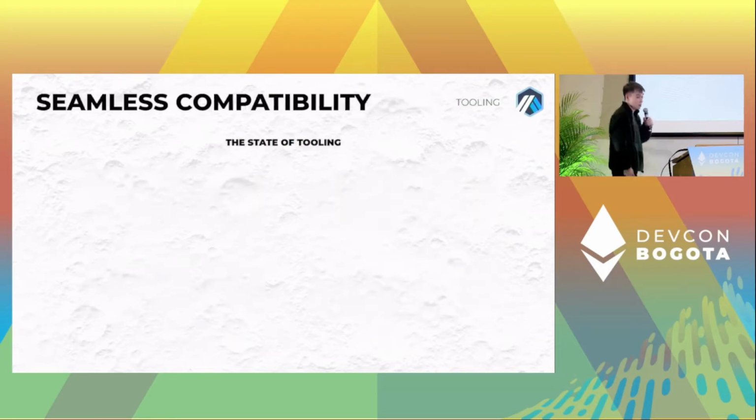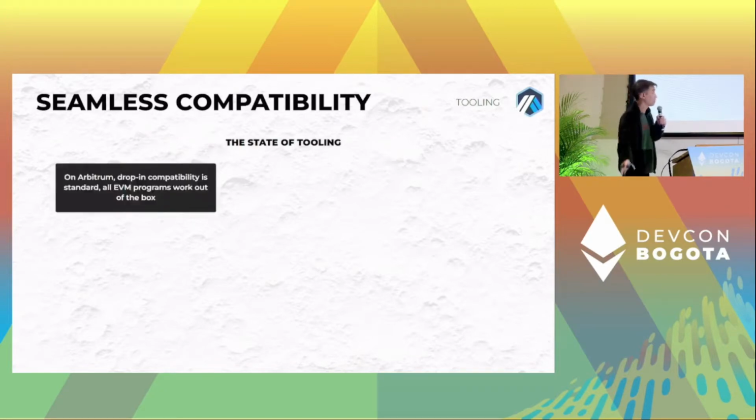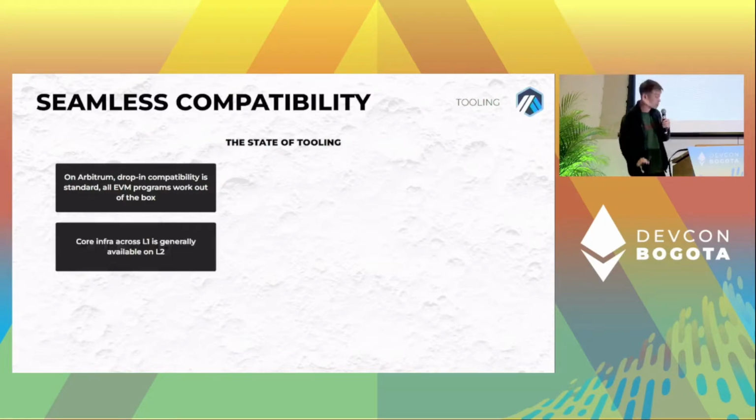Sorry, I'm going really fast, but the next thing I want to talk about is compatibility, right? So we're in a good state right now in Arbitrum, and in a lot of layer 2s, drop-in compatibility is standard. The good news is, EVM programs work out of the box. It's something that you can rely on. Moving on to layer 2 as a developer is basically not a huge issue.